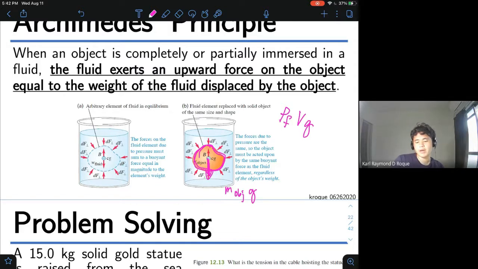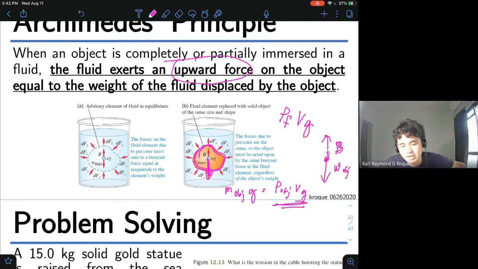Sige, let's rewrite this in another way. Density object V object g. Ayan. Kapag less than yung density ng object na to, may free body diagram. Buoyant force. Yung tawag pala sa force na to is buoyant force. If you've heard in Physics 1, yun ang buoyant force. Ito yung dinidiscuss natin ngayon. Buoyant force, tas weight ng object. Yun yung nag-a-act sa object.